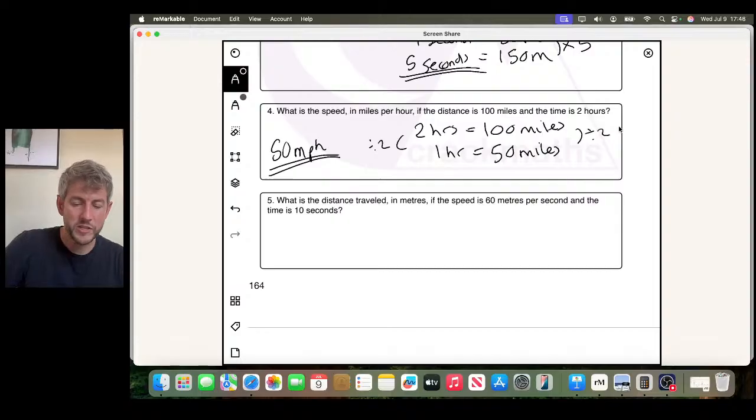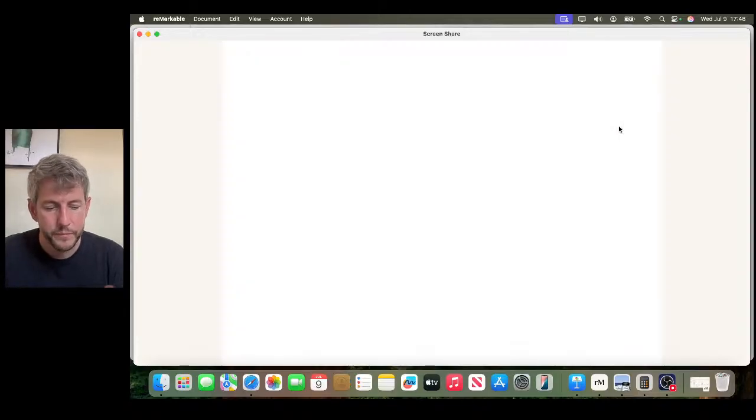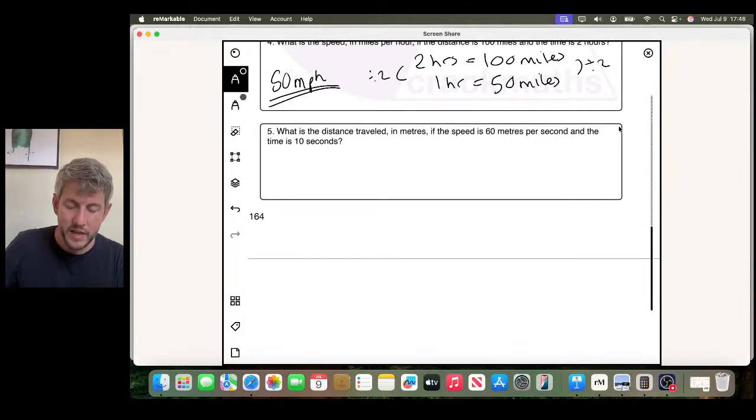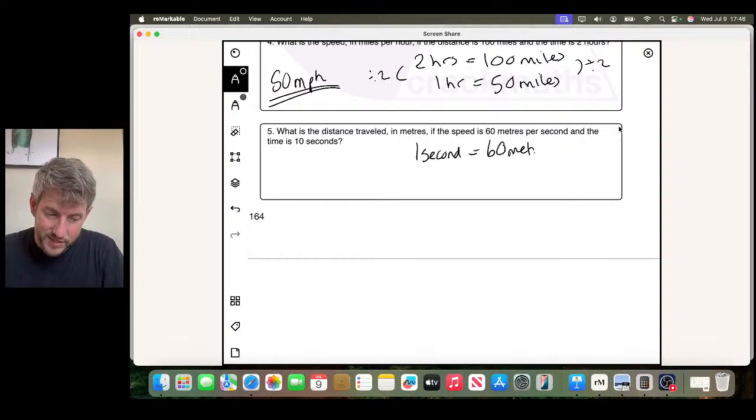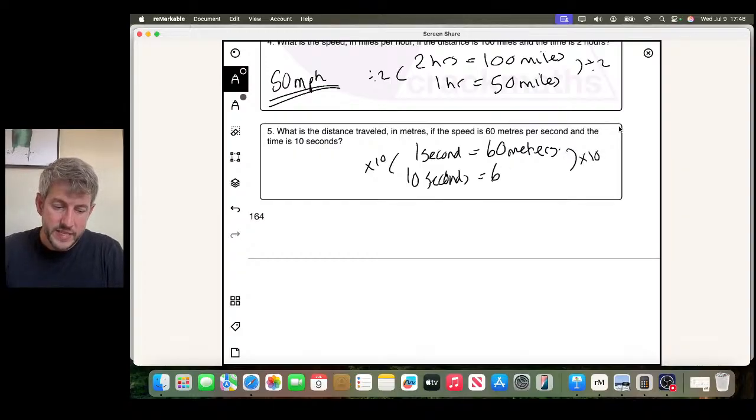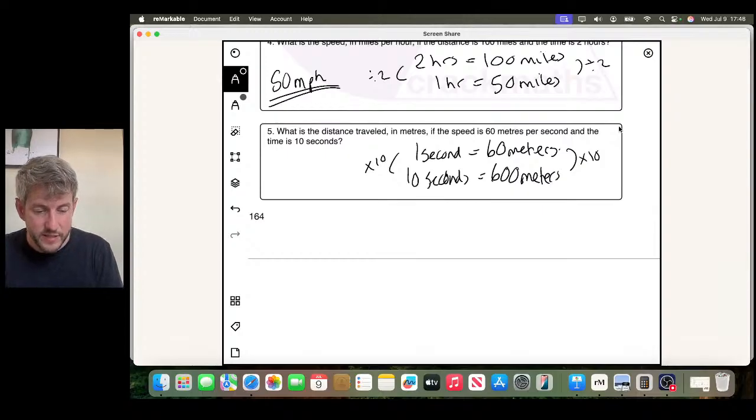Okay, question 5. What is the distance travelled in meters if the speed is 60 meters per second and the time is 10 seconds? So 60 meters per second means that in 1 second you travel 60 meters. That's so fast. If there's 10 seconds, that means 10 seconds is going to be 10 lots of this. So we'll times this by 10. So that would be 600 meters. So the distance travelled is 600 meters.